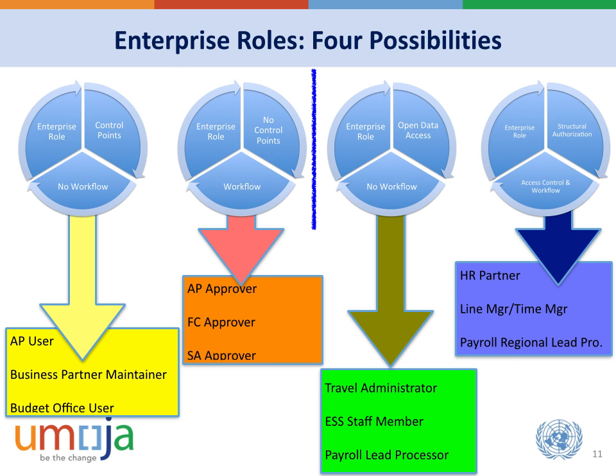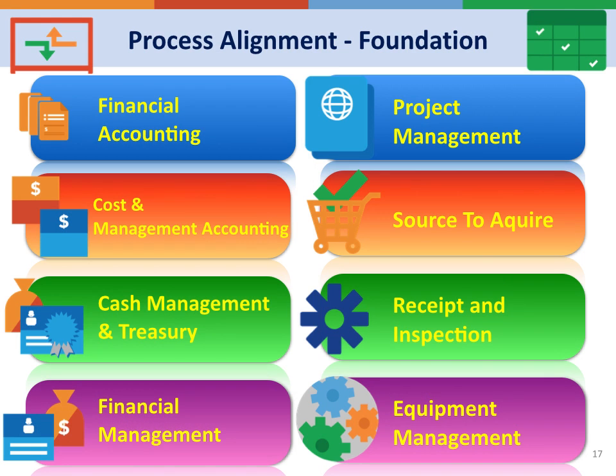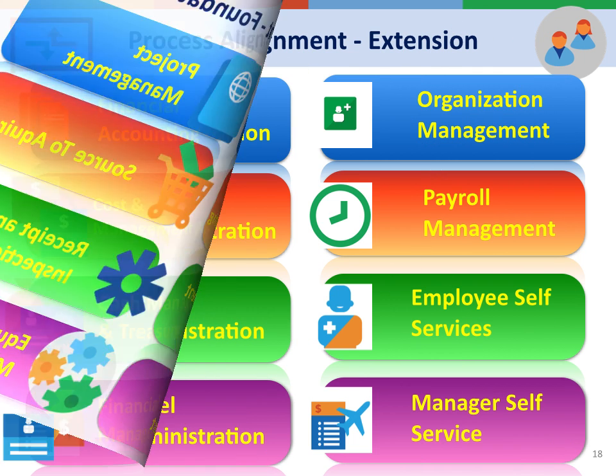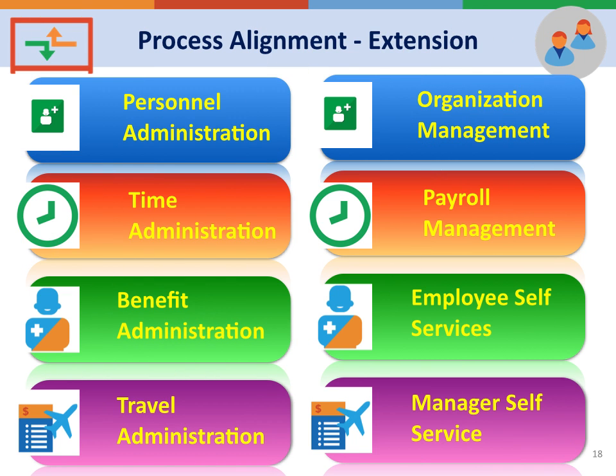As a concept, let's understand the processes. These are all the basic list of foundation processes, starting from financial accounting, costing, cash management, financial management, and source to acquire. And these are all the list of processes which are in the extension part of the business, which spans from personnel administration to payroll management, and also two major self-service components.